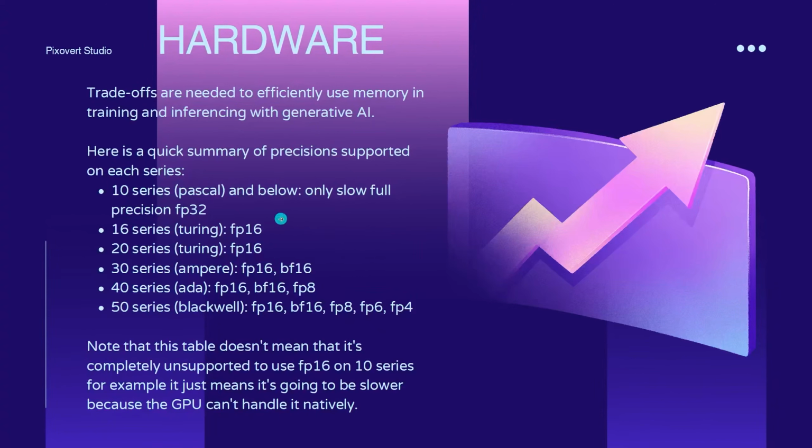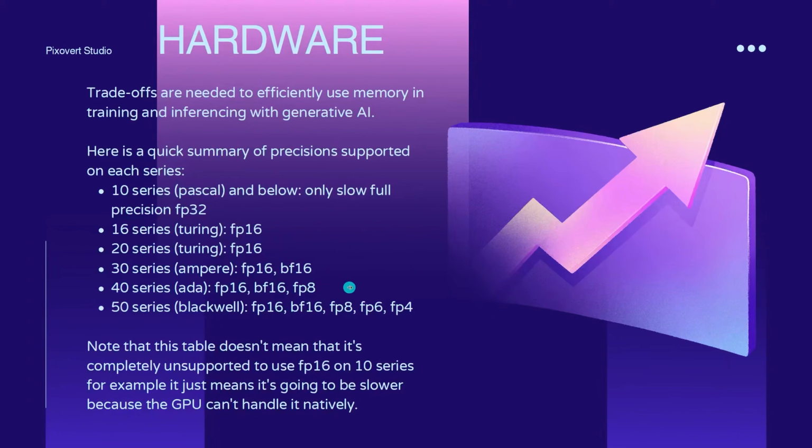So at the 16 series, we have FP16, and the 20 series has very similar architectures. For the 30 series, we add BF16, which is another very useful precision. And then we have the 40 series, and these added FP8, which allows inferencing at a much faster speed than BF16 or FP16.